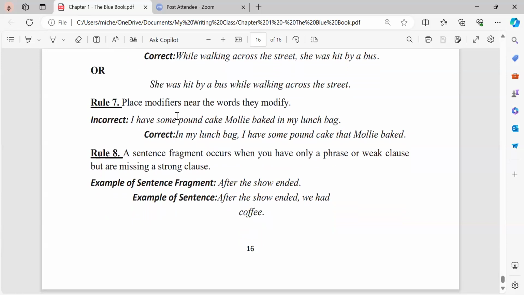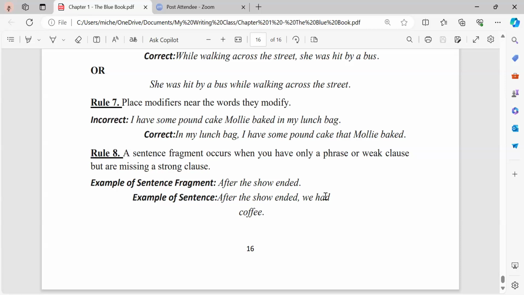So let's just say I have some pound cake Molly baked. This is the main sentence right here. And my lunch bag is technically just the additional one. So that's why we add this at the front. So this is technically this one, so we have to put this separately. And that's why we divide this by a comma right here. So this is my way of explaining things.